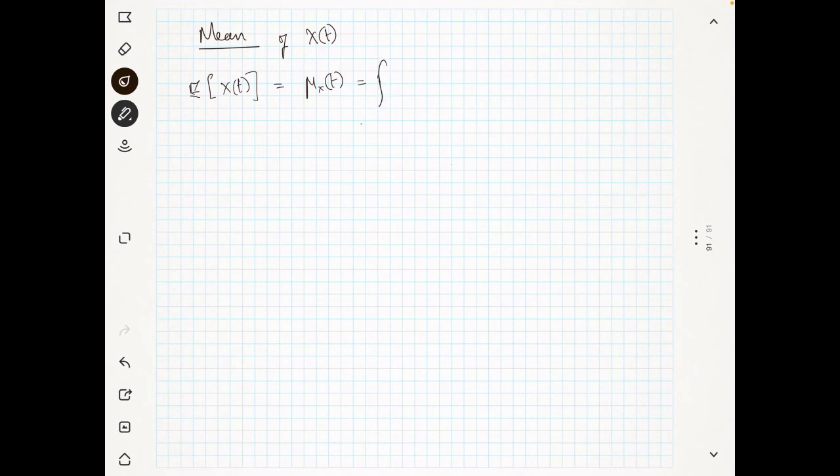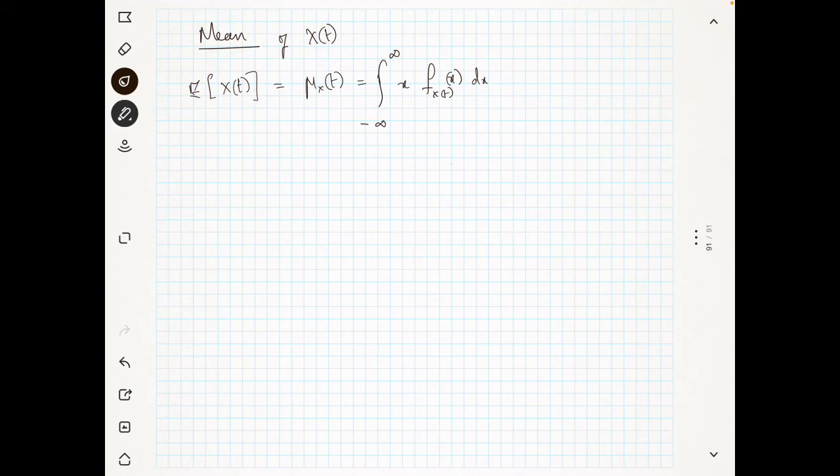Next we will discuss some important concepts on the mean of a random process. So we have a random process x of t, then the expected value of x of t is nothing but the mean of the random process. We usually represent it as mu x of t, and this is equal to the integral from minus infinity to infinity of x into f x of t of x dx. This is the mean of the random process.